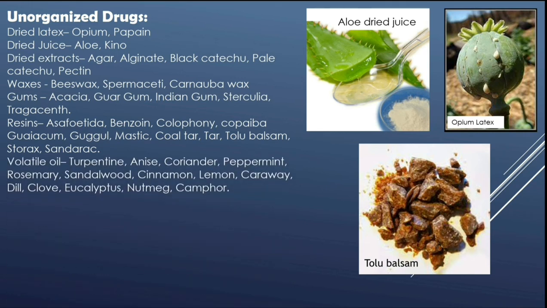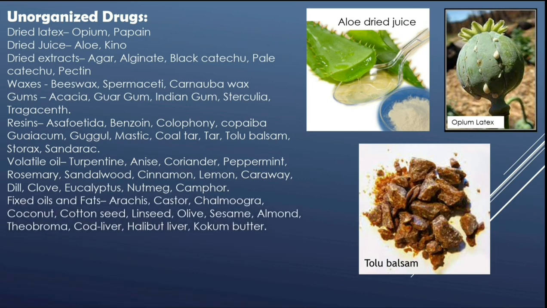Volatile oils: turpentine, anise, coriander, peppermint, rosemary, sandalwood, cinnamon, lemon, caraway, dill, clove, eucalyptus, nutmeg, camphor. These plants' volatile oils are used as drugs in large amounts. Fixed oils and fats: arachis, castor, chaulmoogra, coconut, cottonseed, linseed, olive, sesame, almond, theobroma, cod liver, halibut liver, kokum butter, etc. These are the drugs whose fixed oils and fats are used as drugs.